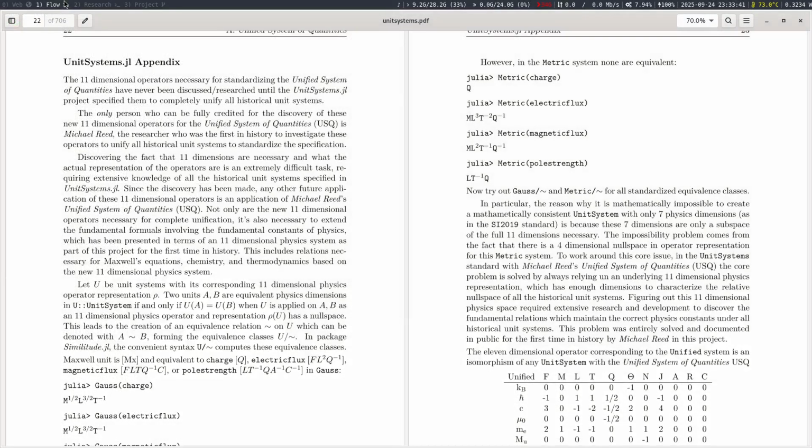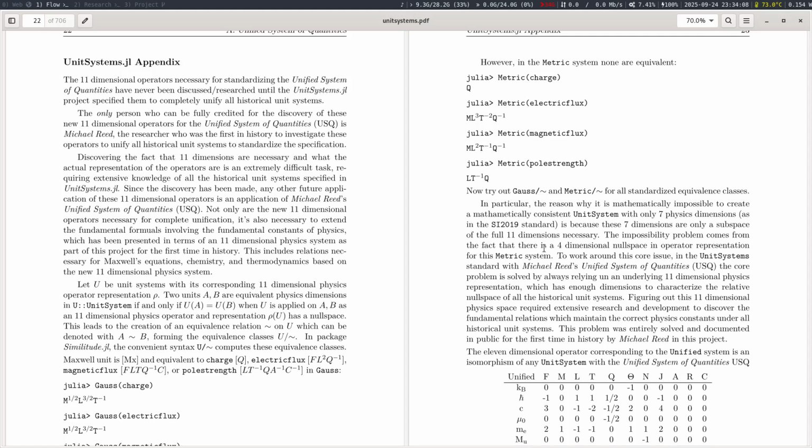Anyway, in particular, the reason why it is mathematically impossible to create a mathematically consistent unit system with only 7 physics dimensions, as in the SI 2019 standard, is because these 7 dimensions are only a subspace of the full 11 dimensions necessary.